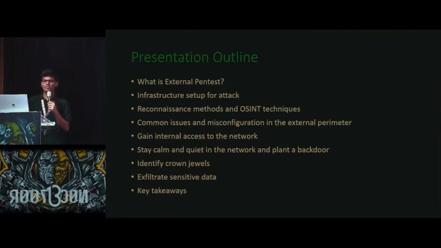Presentation outline. We will start with what is the external perimeter. We'll look at installing the setup and how to attack a targeted organization. We'll perform reconnaissance and look at some of the OSINT techniques. We'll find out some common misconfigurations when organizations have an external perimeter and what controls they put in. Once you break the external perimeter and gain the internal foothold, you will stay calm and quiet inside the network, find some backdoors here and there, identify ground rules and exfiltrate as much as you can, and finally some documentation as key takeaways.